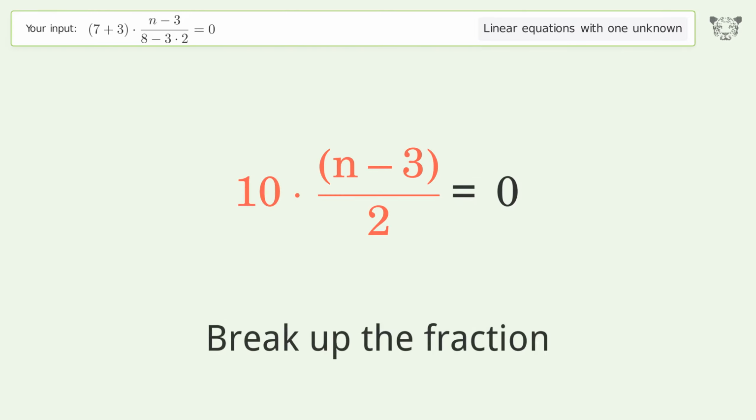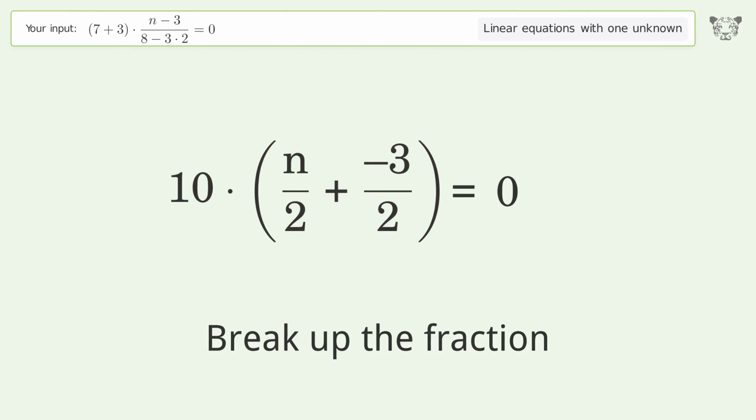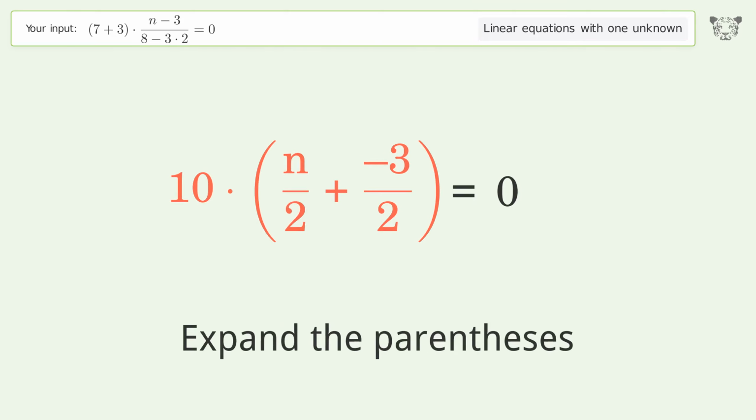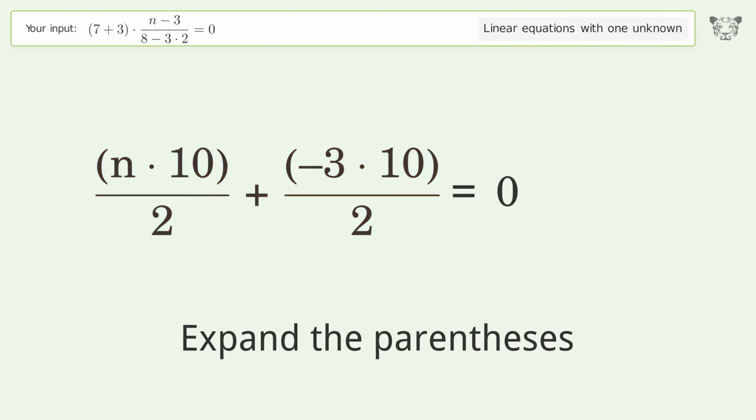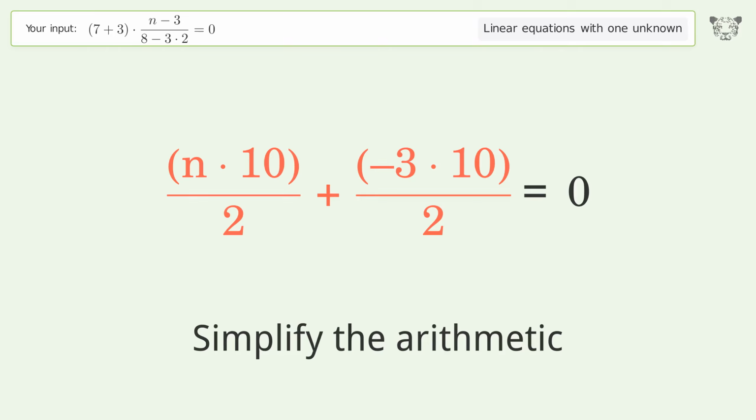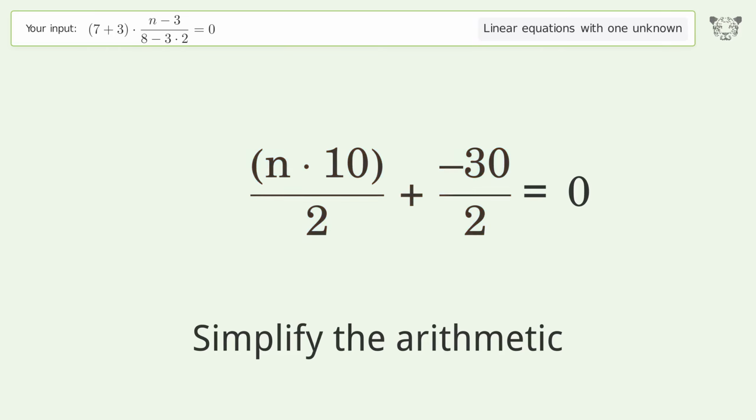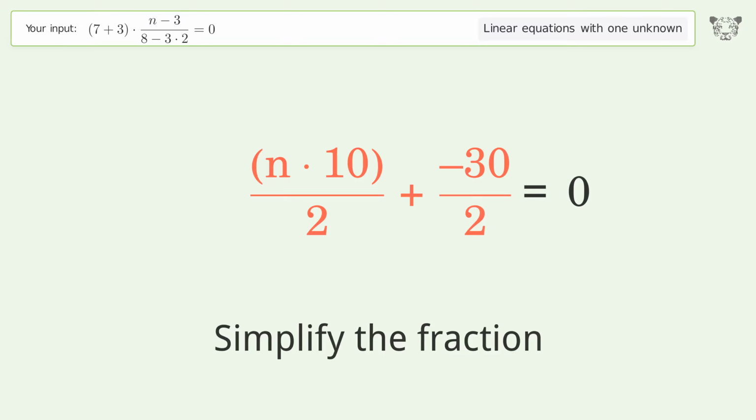Break up the fraction. Expand the parentheses. Simplify the arithmetic. Simplify the fraction.